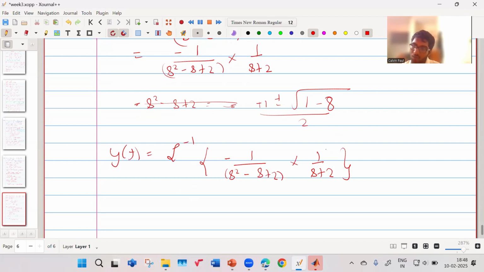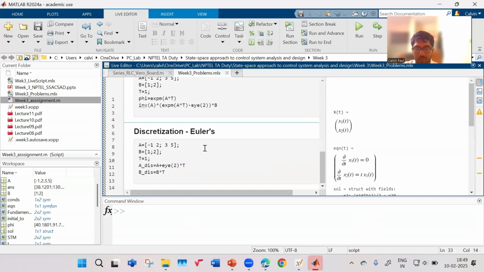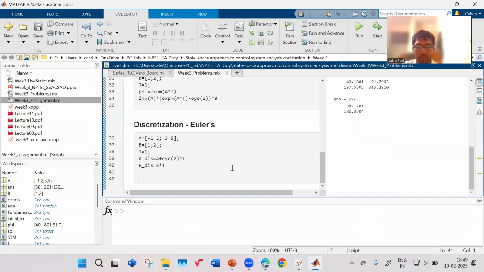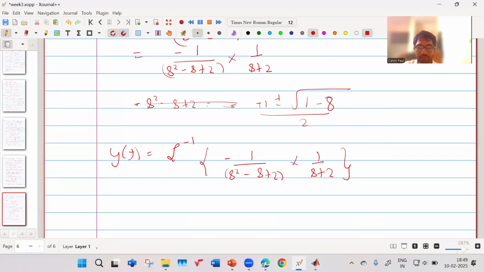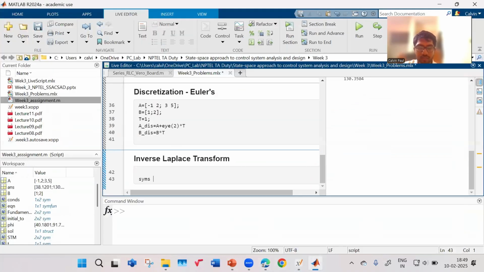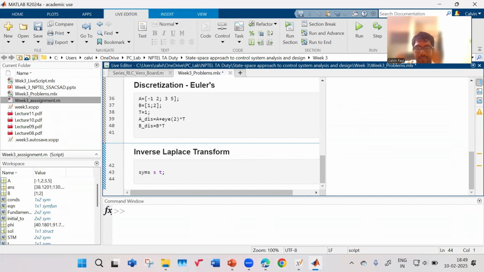There is a way for MATLAB itself to find out your inverse Laplace transform. So let us look at it. Let's see, inverse Laplace transform. Okay, so what is our system? What do we have? I'll use the symbolic math toolbox. So I'm defining symbols S and T.